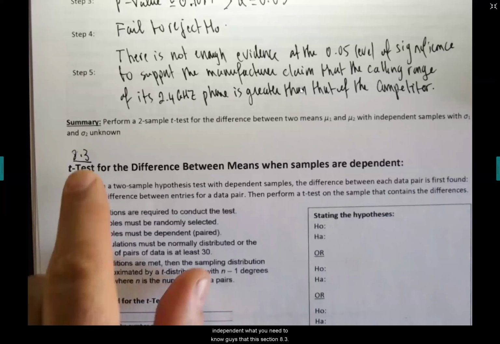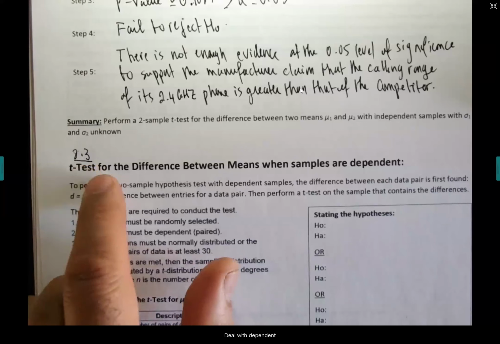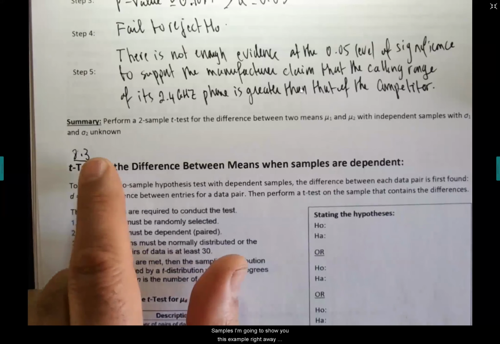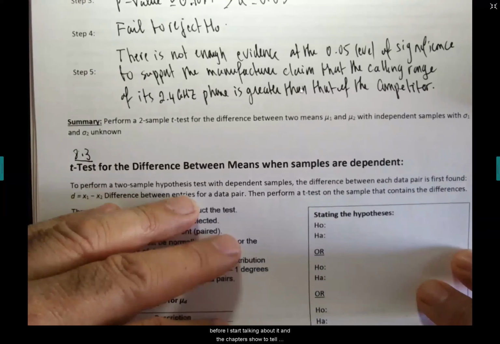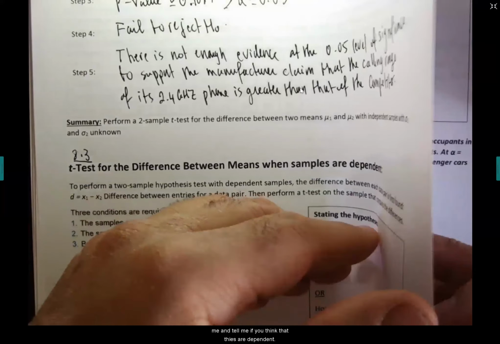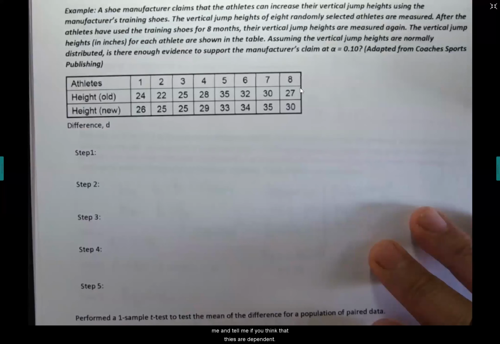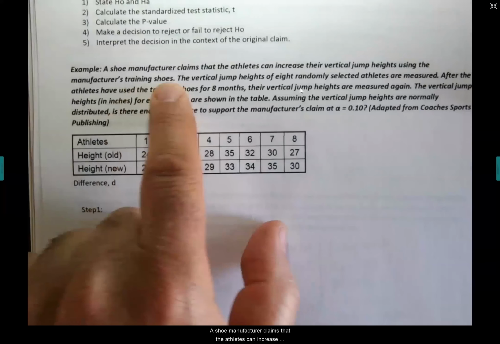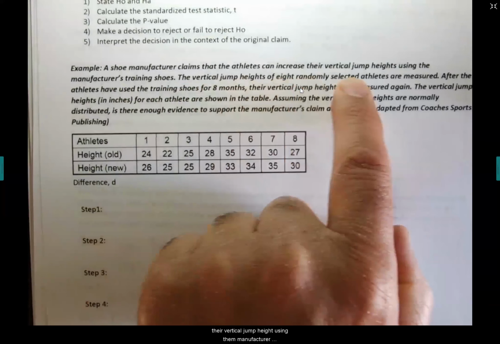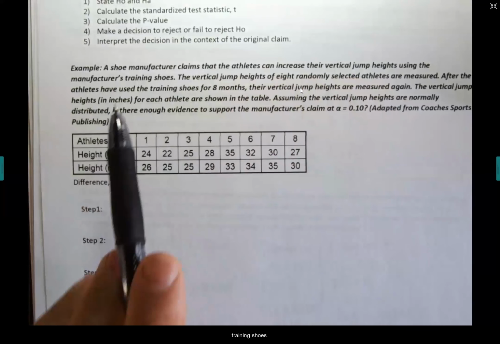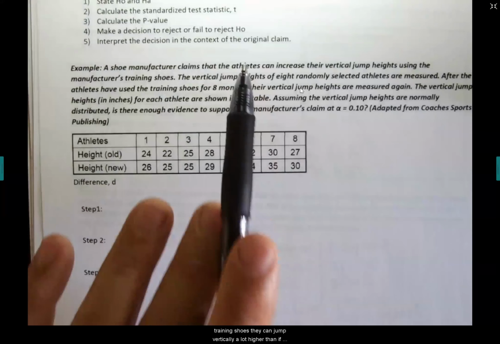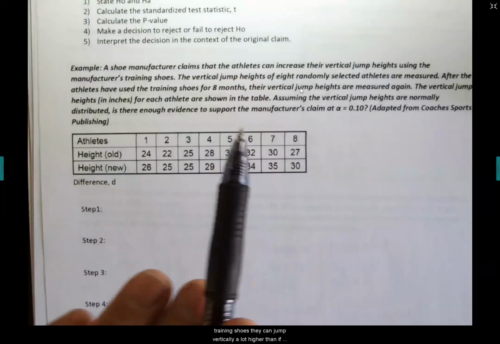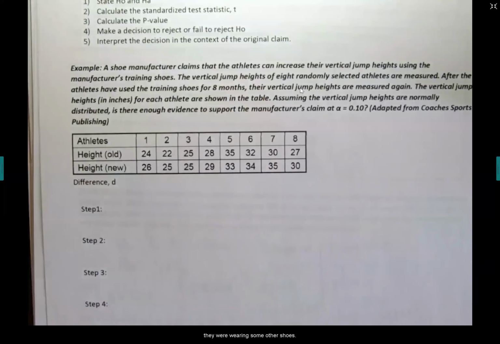What you need to know, guys, is that this section 8.3 deals with dependent samples. I'm going to show you these examples right away before I start talking about it in that chapter. So tell me if you think that these are dependent. Okay. A shoe manufacturer claims that athletes can increase their vertical jump heights using their manufacturer training shoes. So a manufacturer is claiming that if an athlete wears their training shoes, they can jump vertically a lot higher than if they were wearing some other shoes.